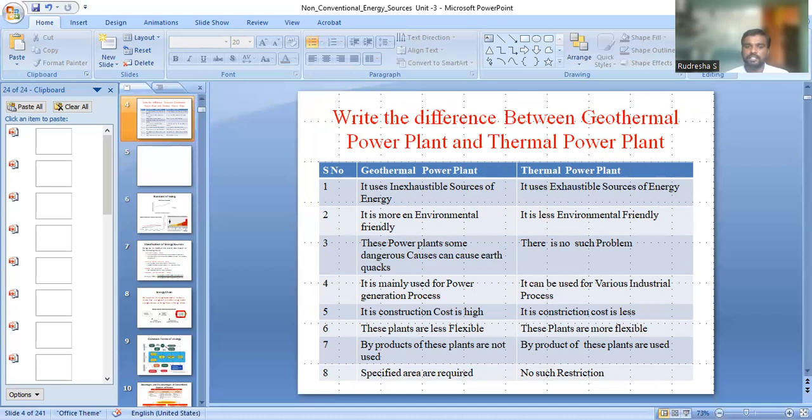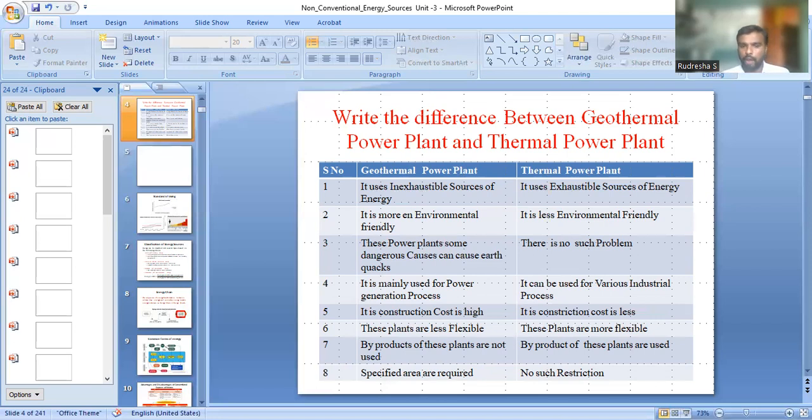The construction cost is high for a geothermal power plant compared to a thermal power plant. The construction cost is less to construct a thermal power plant compared to a geothermal power plant. See, why is the construction cost more in a geothermal power plant?